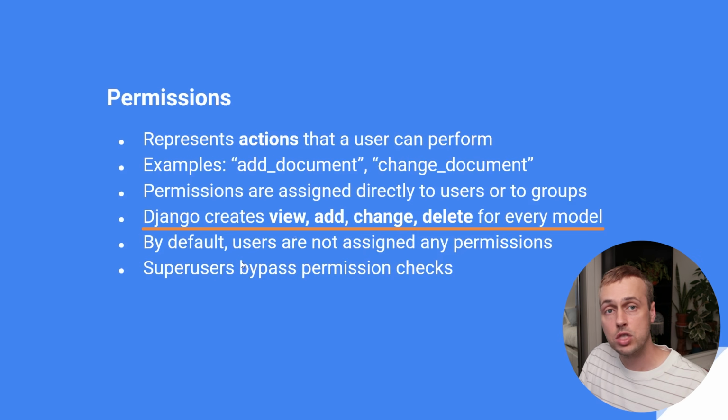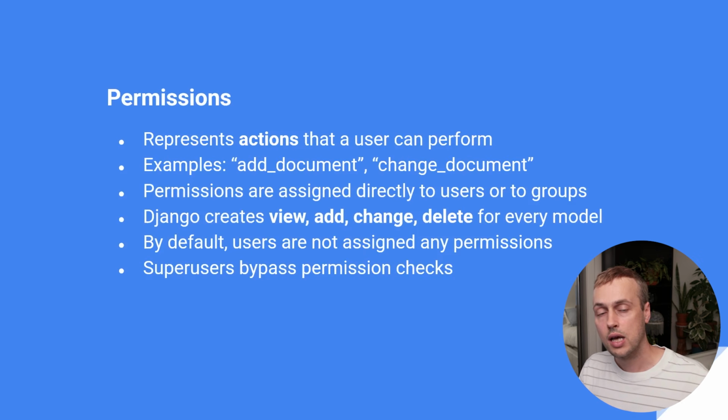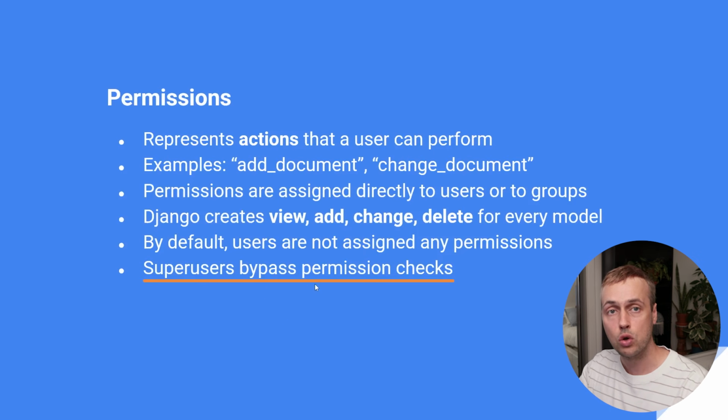And Django creates 4 permissions for every model by default, and that's a view, add, change, and delete permission for each model that's installed in your Django application. And by default, users are not assigned any permissions. So that permission system is in place, but you need to then assign permissions to users in order to actually use that. And we're going to see how to do that in this video. And one final caveat here, if you create a super user in Django, the super user bypasses all permission checks. So that's an overview of the core models in the Django auth package, the user model, the group model, and the permission model. And we're going to see how those map to database entities very soon in this video.